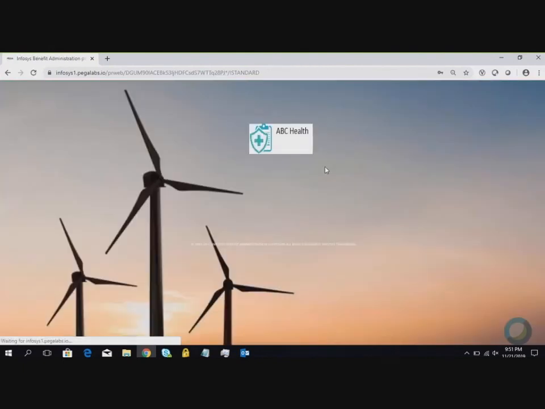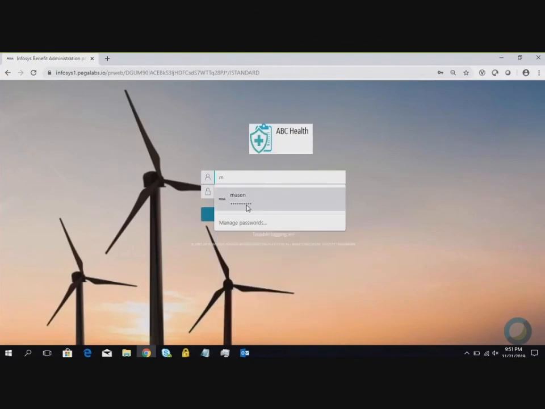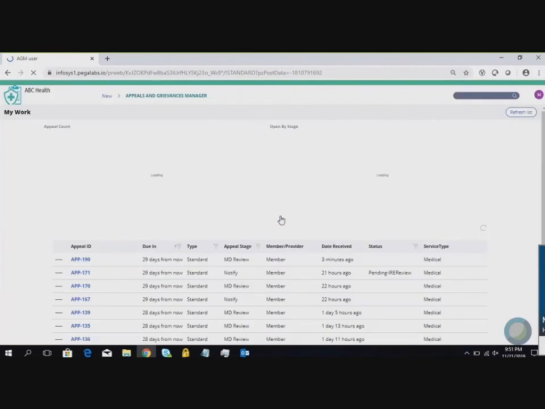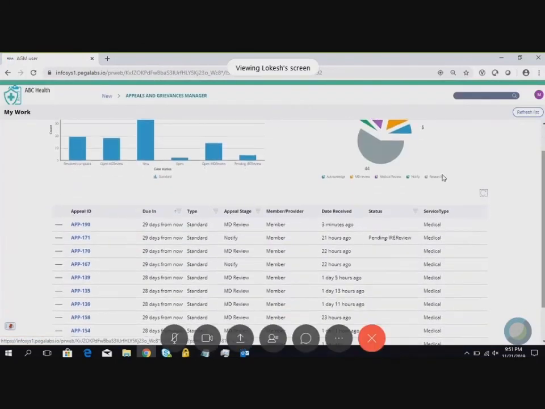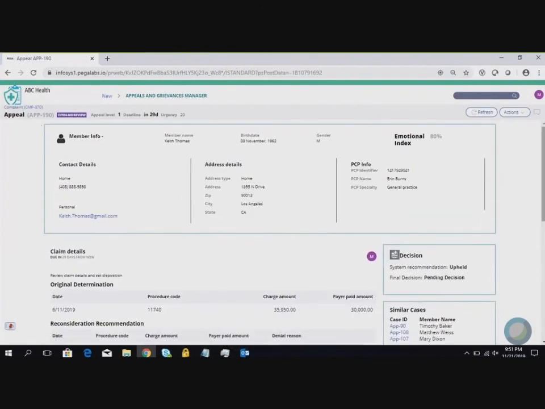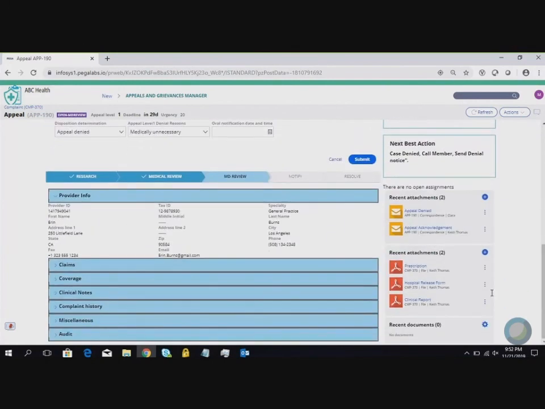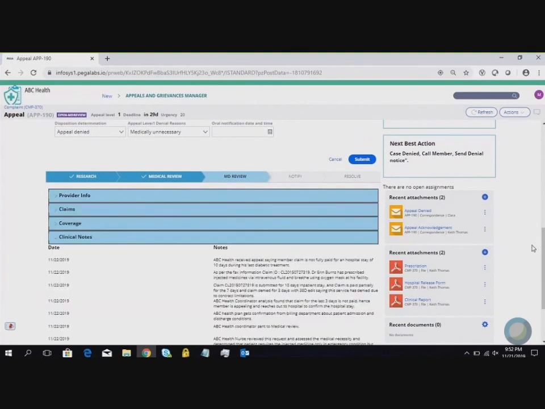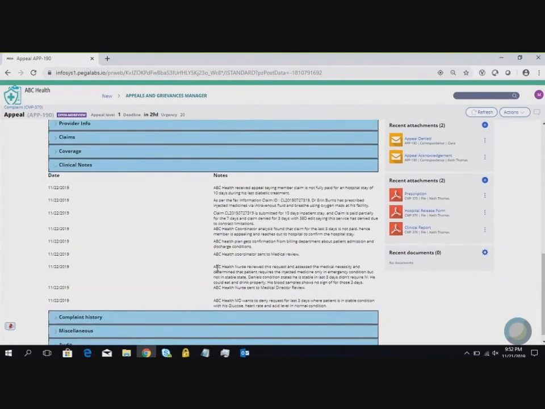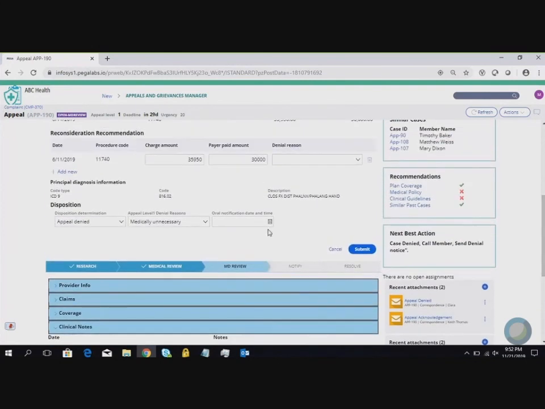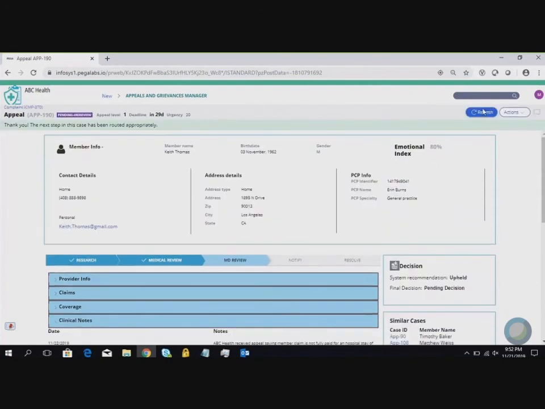What we'll see is that Mason is the MD in our case. So Mason would log in, and as you will see, it is a similar view. What he sees is his work queue, obviously, and picks up appeal 190, which was submitted by Clara, and looks at the claim details, similar view. I won't spend too much time here, but again, he looks at the clinical notes, whatever Clara was able to add in terms of the medical and clinical review. And he wants to keep the decision as denied, so the decision is upheld.